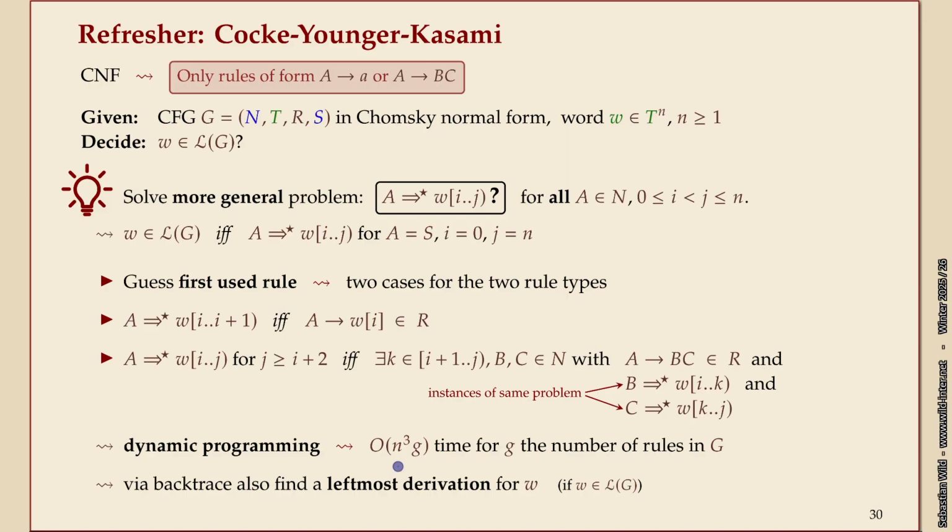Now, the running time for this, as for any dynamic programming algorithm, is determined by the number of subproblems times the time you need to solve one. The number of subproblems essentially comes from these double indices, all subwords, that's quadratic. And then we have another factor n for trying all split points.